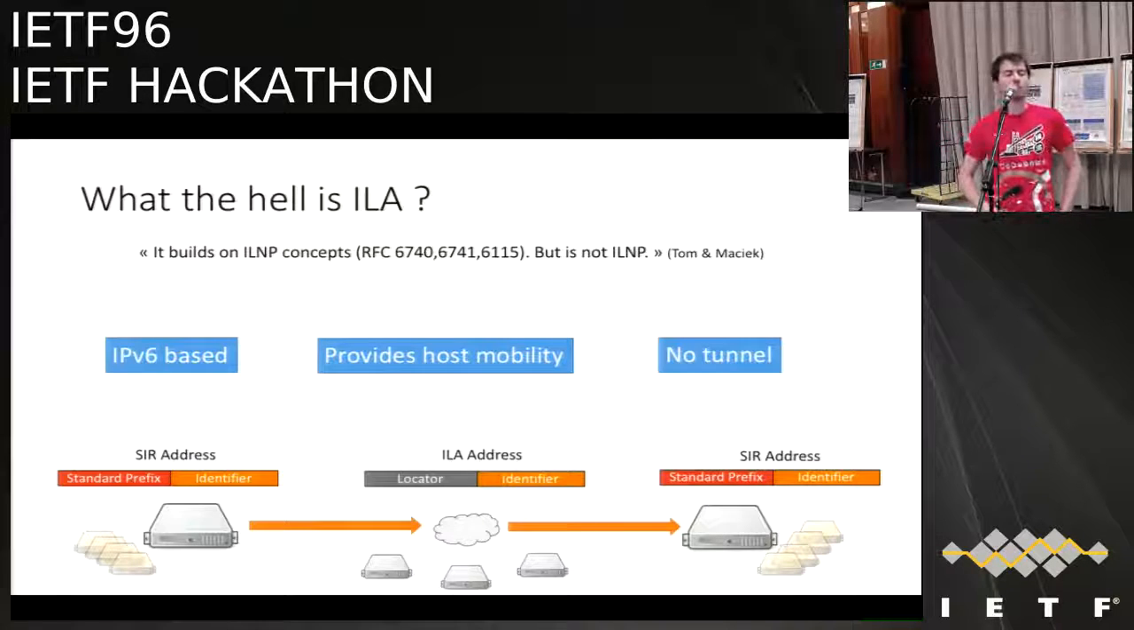So very, very quickly, ILA is basically something that is based on IPv6. It provides us host mobility in data center, but not only, and it works with node tunneling. You take an IPv6 address, you cut it in half. The first half is for locating the destination, and the second half is the identifier. I don't have more time to explain details.